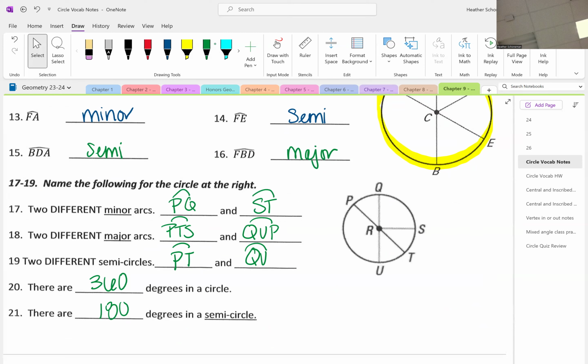It just keeps going. Okay, there are 360 degrees in a circle, and there are 180 degrees in a semicircle. So those are your notes for the vocabulary.